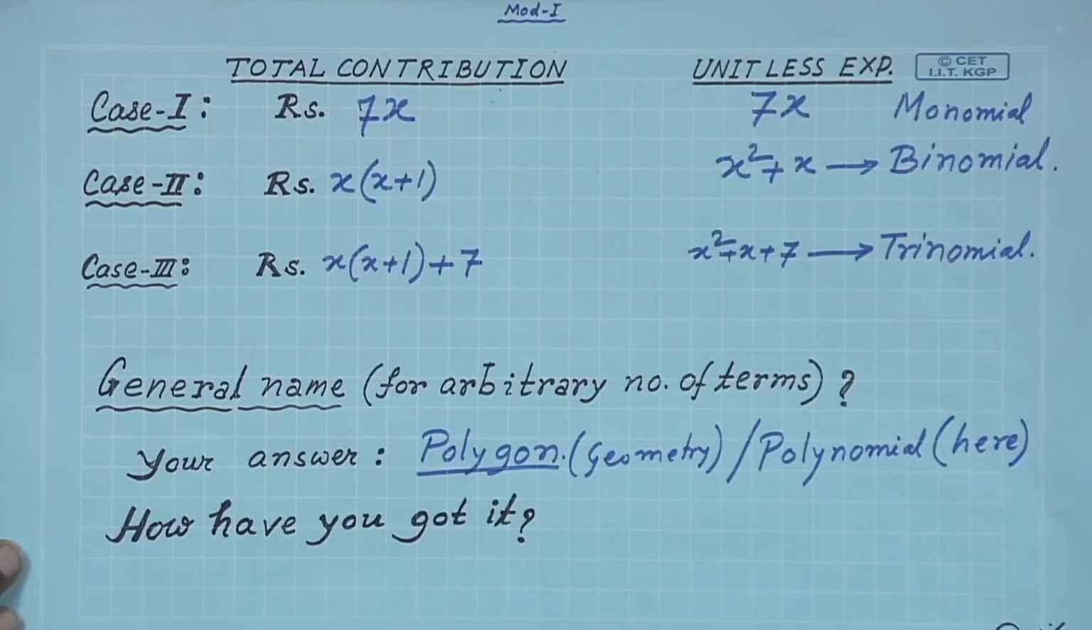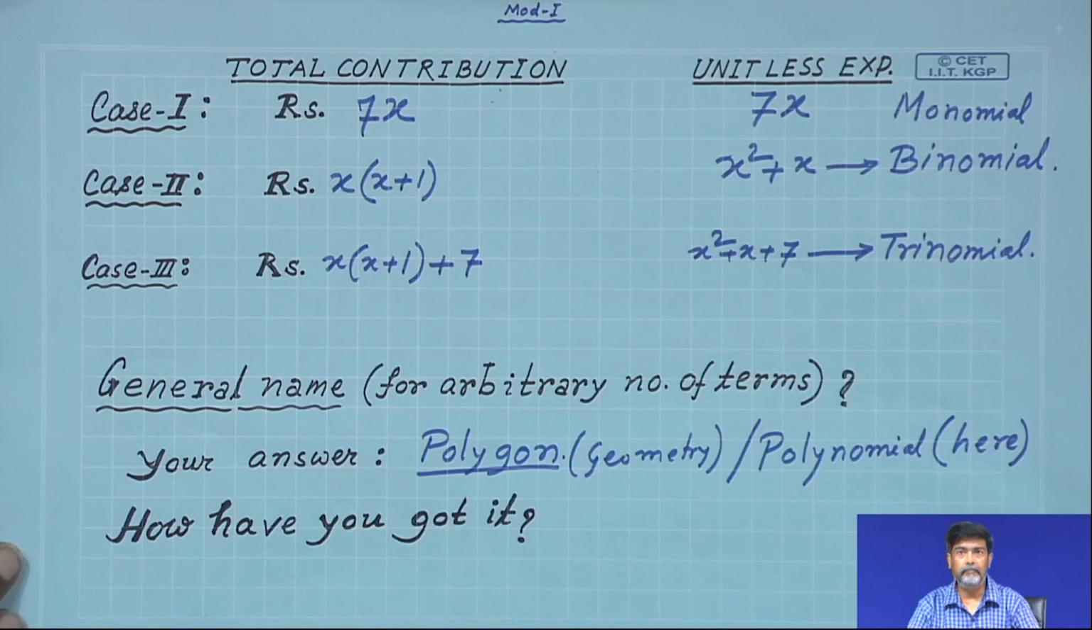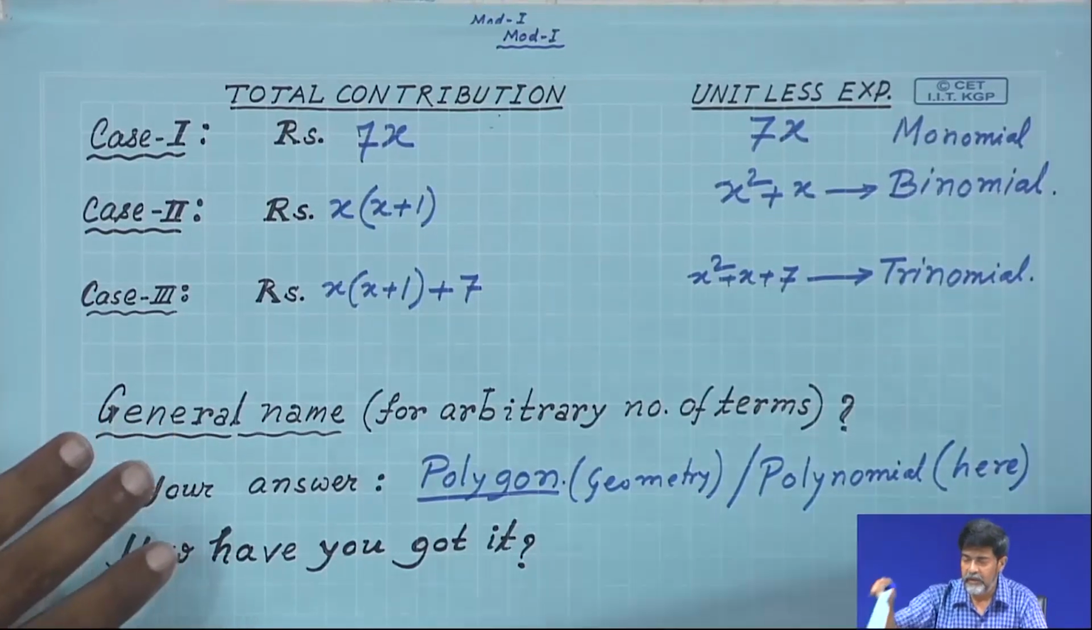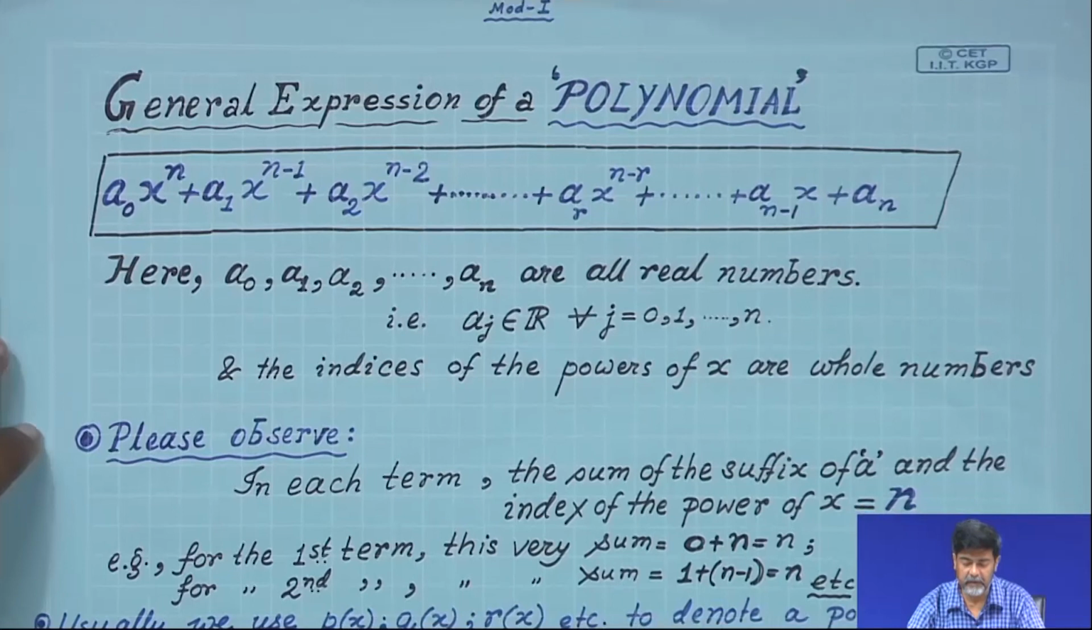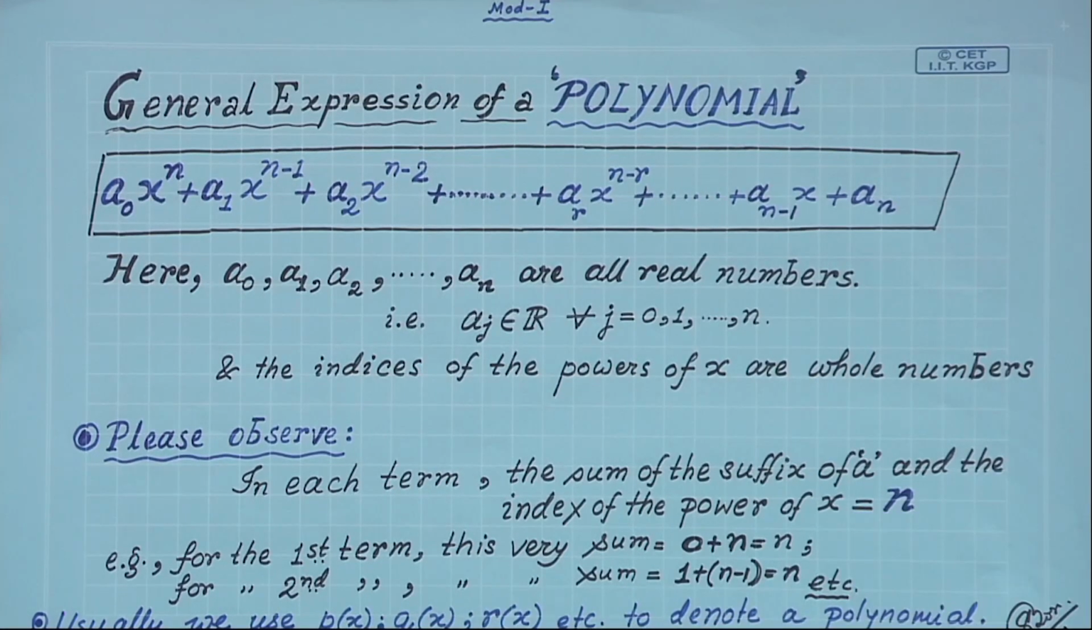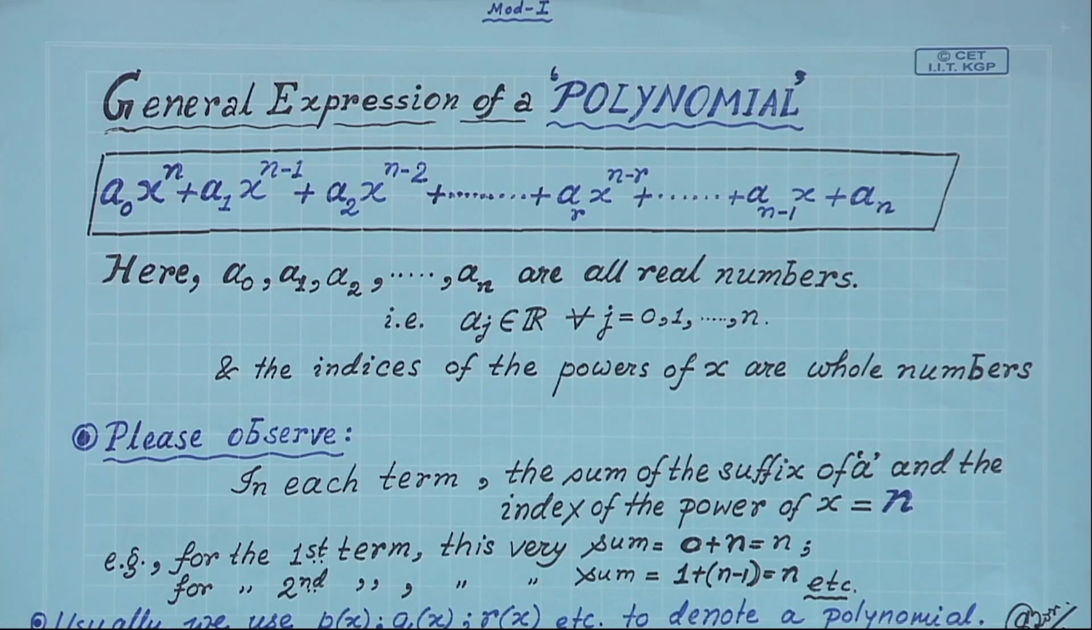Guess the name polygon, which is used in geometry, and you have guessed rightly. In geometry, we use the name polygon for an arbitrary number of sides, and here for an arbitrary number of terms in an expression like this, we use the name polynomial, just like polygon in geometry. You have reduced my job. Now, we are in a position to consider the general expression for a polynomial, which is a0 x to the power n plus a1 x to the power n minus 1, etcetera, up to an. Okay. Thank you, sir.